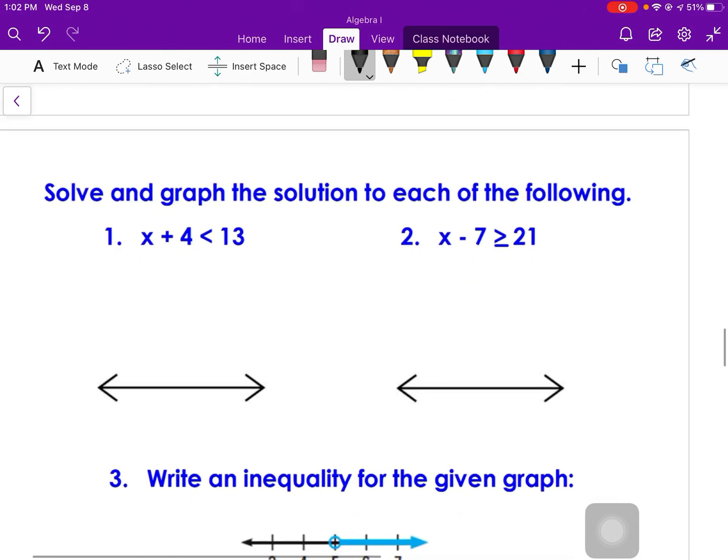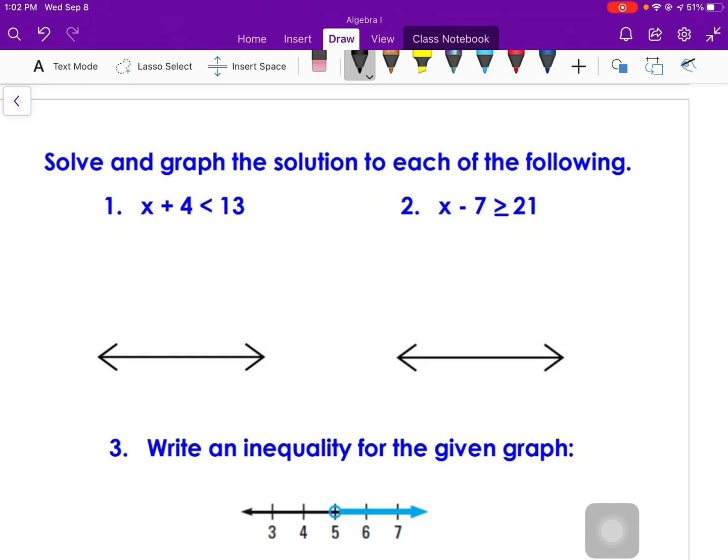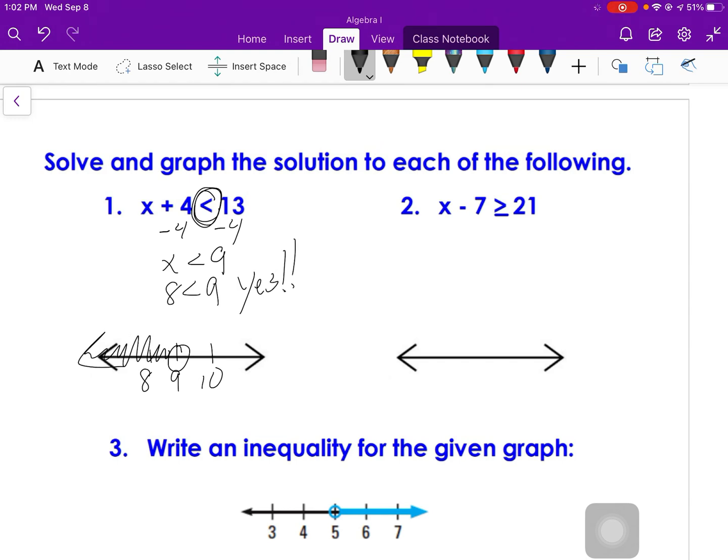So what's the inverse of addition? On number 1 here, it would be to take away a 4. So now x is smaller than 9. Now on my number line, I'm going to start with the number I get. To the left of it, make sure you pick one smaller. To the right of it, you pick one bigger. Since it is not equal to, there's no line under that inequality, I'm going to put an open circle at 9. And I'm going to ask myself, is 8 smaller than 9? Yes. So I'm going to shade towards 8 and 7 and 6 and so forth.